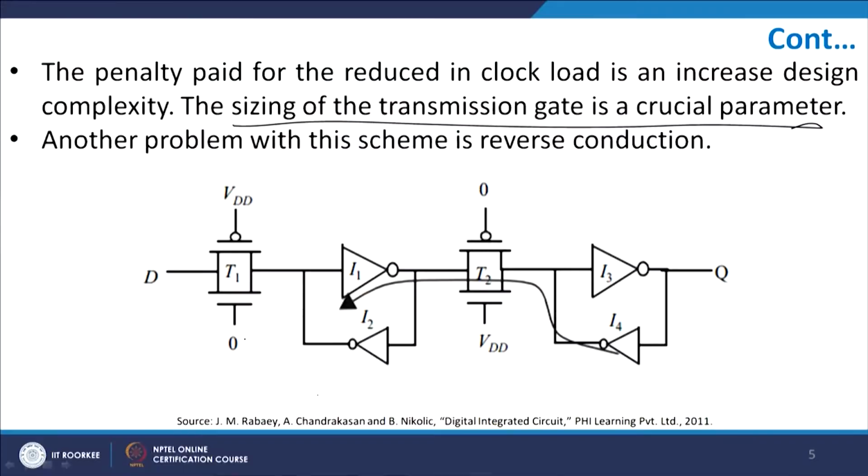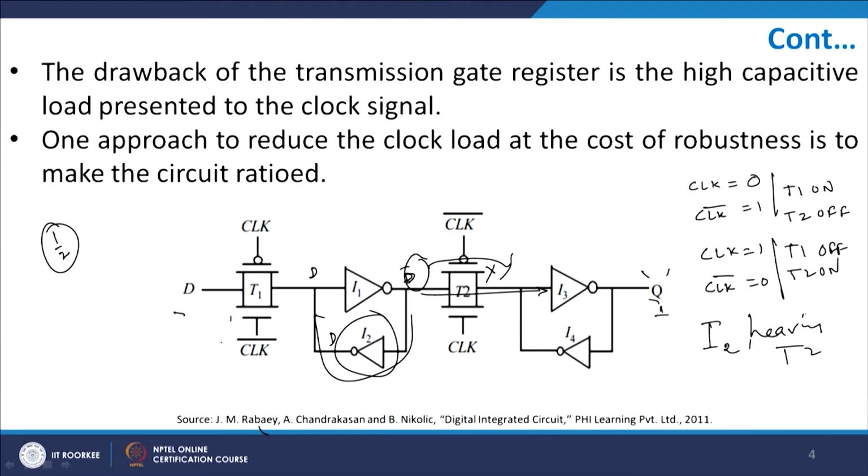Another big issue which comes into the picture is what is known as reverse conduction. Now reverse conduction is something like this: let us suppose my clock equals 0, clock bar equals 1. What I am trying to say is, it might happen that you do have a clock overlap, which means that ideally this is PMOS and this is your NMOS. So if we go back to the previous logic, what I am trying to tell you is that let us suppose this is clock.